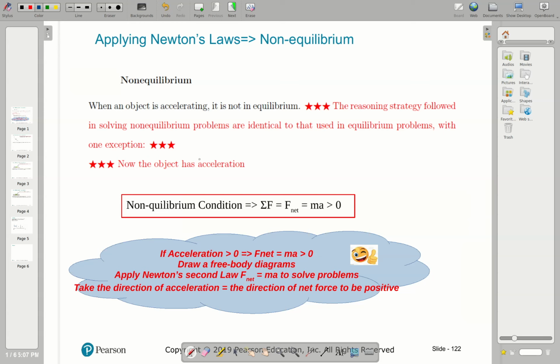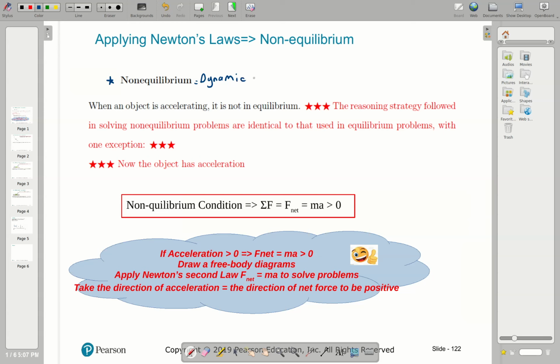Alright, hello physics folks. This is applications of Newton's laws again. This lecture is about applications of Newton's laws, but we are looking at what we call non-equilibrium, or it's called dynamic equilibrium in the book as well.